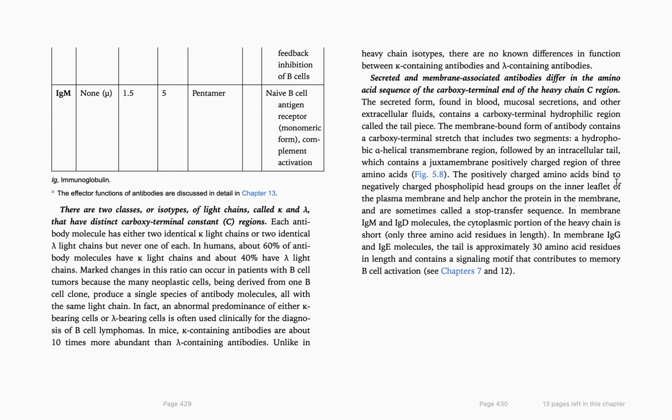The positively charged amino acids bind to the negatively charged phospholipid head groups of the inner leaflet of the plasma membrane and help anchor the protein into the membrane, and this is sometimes called the stop transfer sequence. In membrane IgM and IgD molecules, the cytoplasmic portion of the heavy chain is short, only 3 amino acid residues in length. In membrane IgG and IgE molecules, the tail is approximately 30 amino acid residues in length and contains a significant motif that contributes to memory B cell activation.